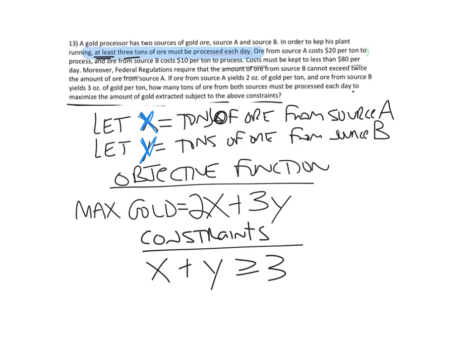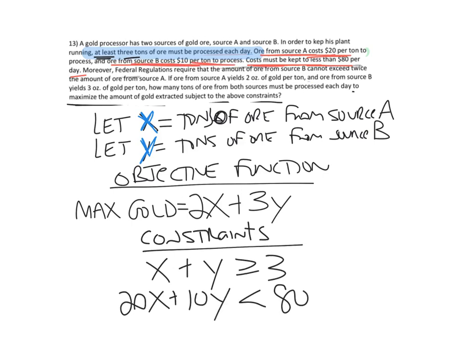Now, it talks about costs right over here, and it says costs must be kept to less than $80 per day. So I need costs to be less than 80. And if I go find the costs, right here it says, ore from source A costs $20 per ton, so that's going to be 20X. And then from source B, it says $10 per ton, so that's going to be 10Y. So that constraint is going to be 20X plus 10Y is less than 80.